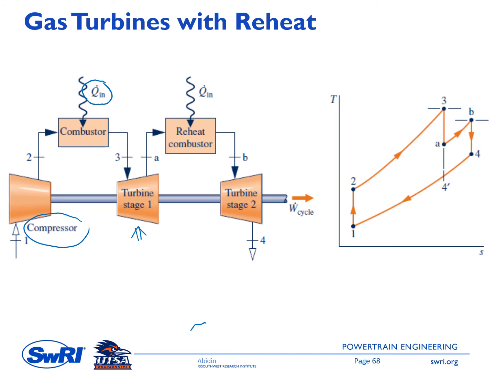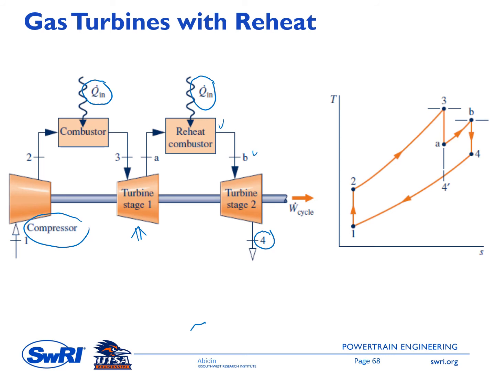rather it is expanded to a certain intermediate pressure, and then the mixture is reheated inside the second combustor here, which is called a reheat combustor. It gets another Q in here, and because of this additional Q from an external source, the temperature increases from TA to TB. And then at TB, the mixture enters the second turbine, called turbine stage 2. And then at the exit of the last turbine is state 4.